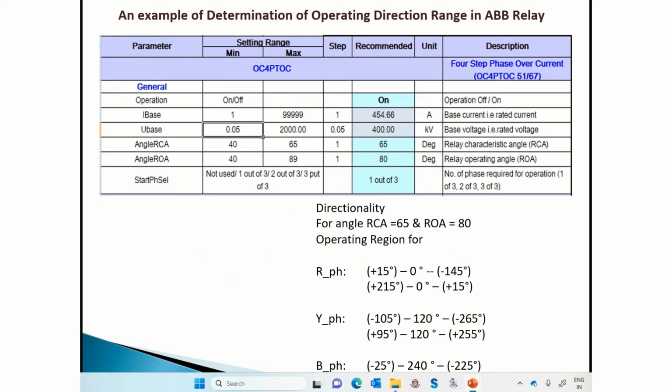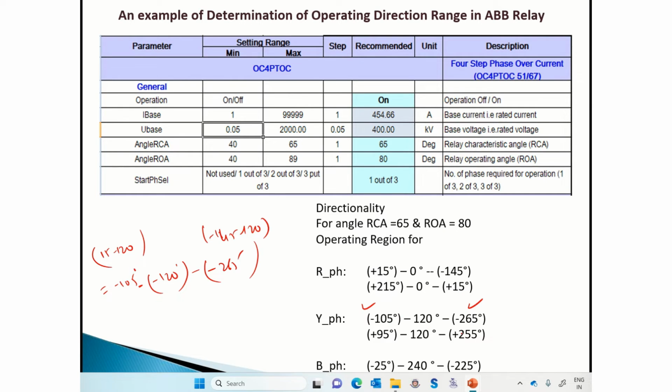Now, if you want to determine the operating region for Y phase fault, the simplest method is you can directly subtract 120 degree from both, because you know that the Y phase will be 120 degree lagging. So 15 minus 120 to minus 145 minus 120. And now you can say that this is minus 105 to minus 265 degree with minus 120 inclusive. Why minus 120? Because it is for Y phase, so minus 120 will automatically come.